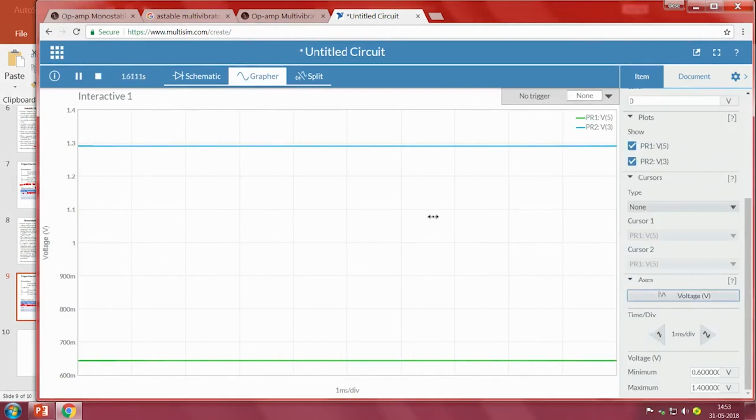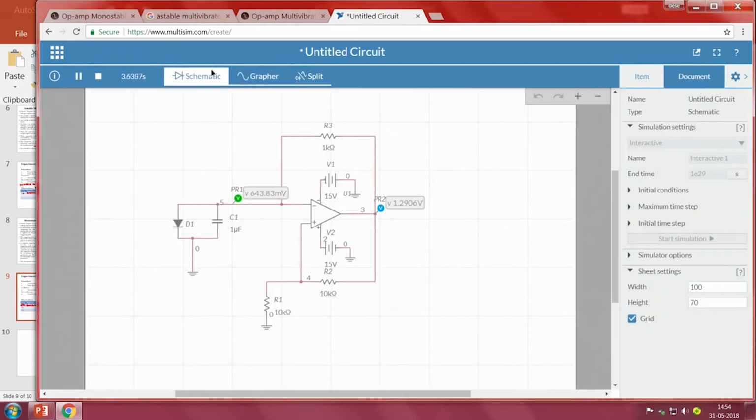So, what is happening? Which is red, which is green? Green is nothing but input. So, voltage across a capacitor, right, and this is output voltage. Now, when we see the output across the capacitor, it is only 643.83 milli, which is approximately 0.7 volts, right. That is the diode cutoff voltage.